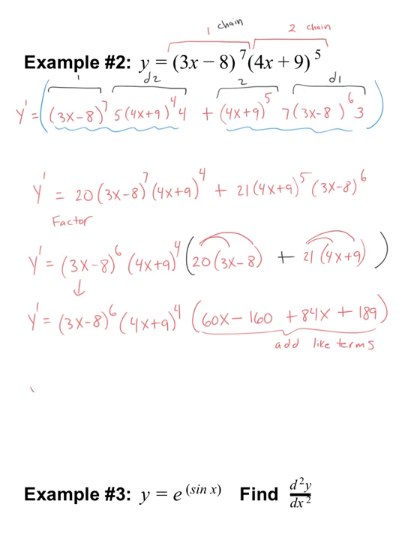Okay, so again, these common factors come down. They are part of the answer until the very end. (3x − 8)^6, (4x + 9)^4.